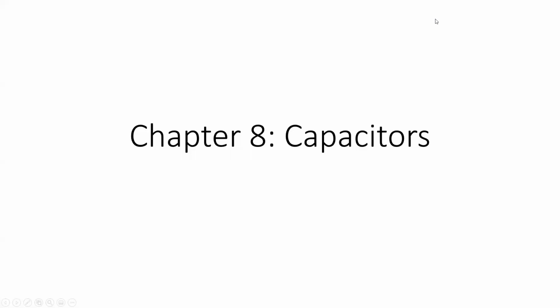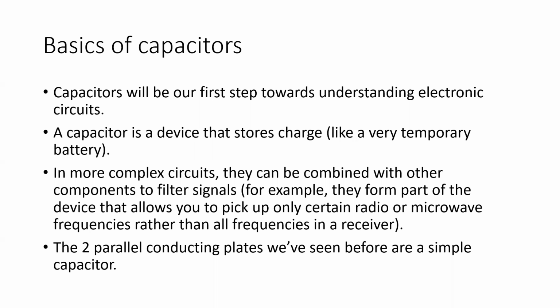This chapter will focus on capacitors, which are going to be the first circuit component that we discuss. So the basics of capacitors is they're going to be a first step towards understanding how electronic circuits work and the different components that go into them. A capacitor is going to be a device that stores charge, and you can think of it as a very temporary battery. They're often very short-term storage of charge in different circuits.